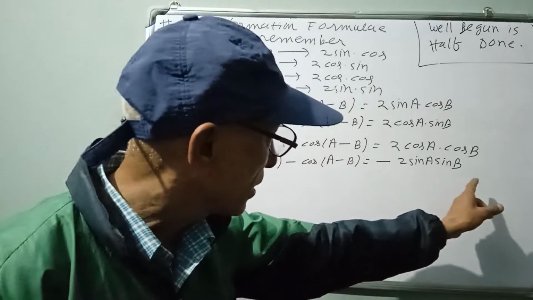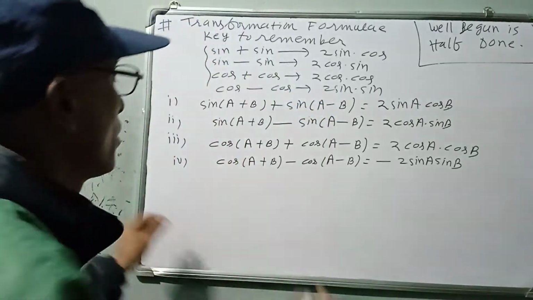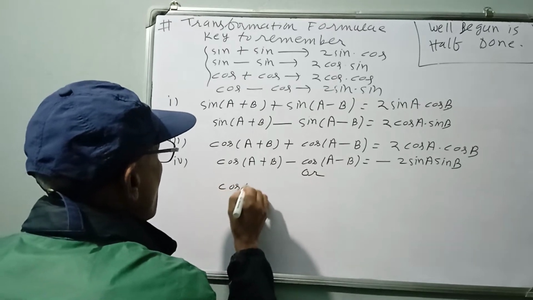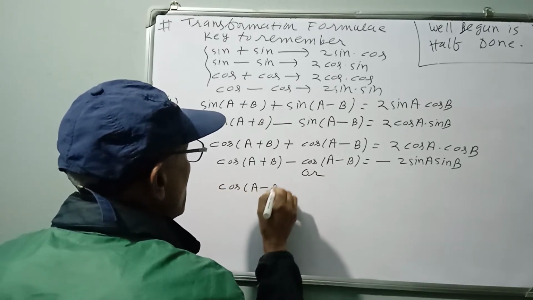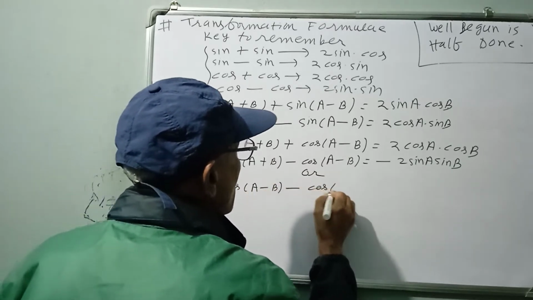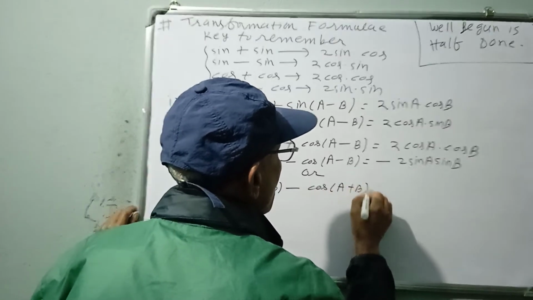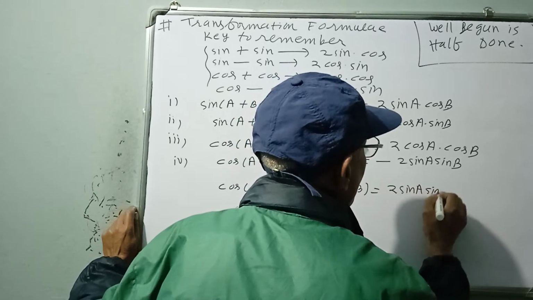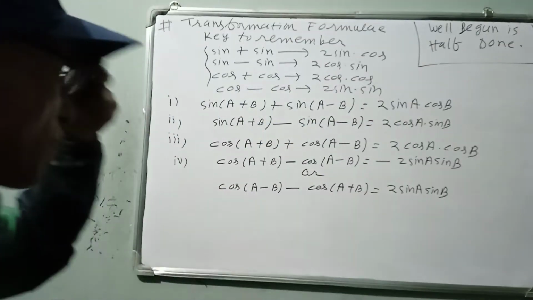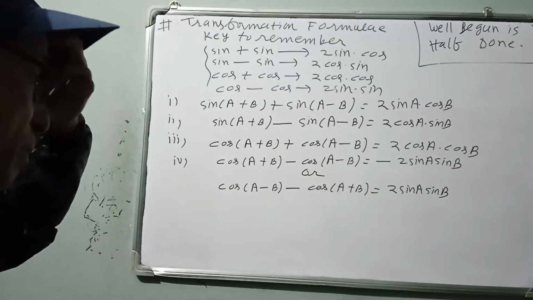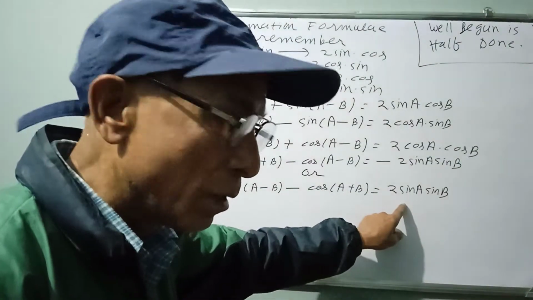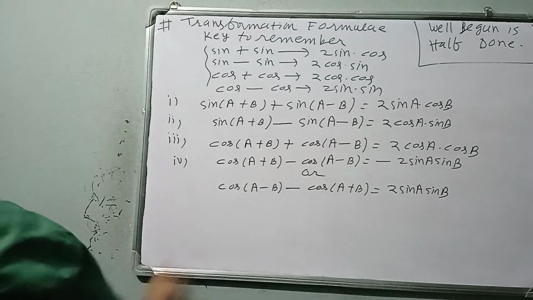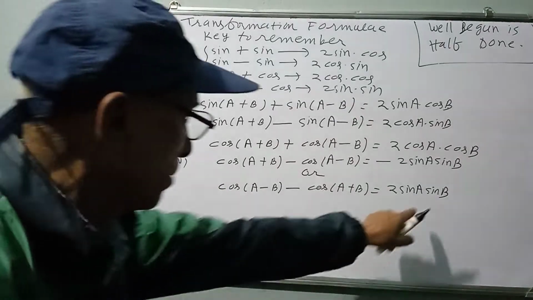Simplify it and you will get, or you can write this as well: cos A minus B minus cos A plus B equal to 2 sin A sin B. Cos A minus B minus cos A plus B equal to 2 sin A sin B. This is also important. Just taking minus common and making plus.